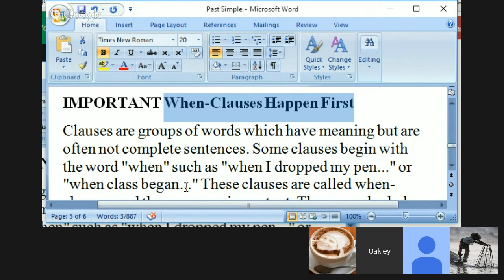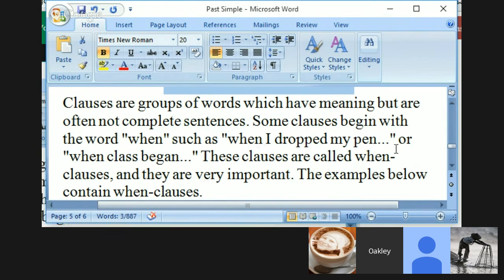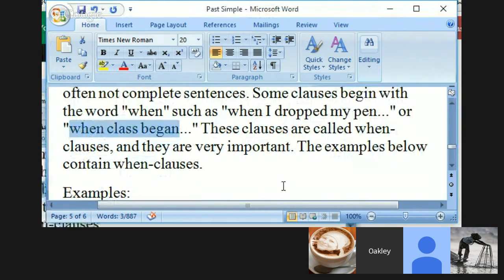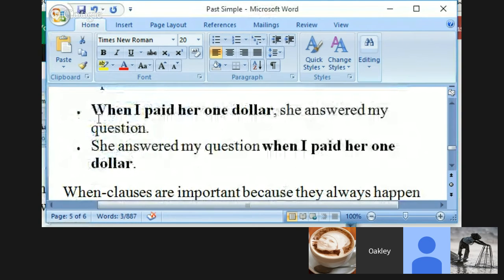A dependent clause needs another independent clause to form a sentence. So sentences are often made up of 2 or 3 clauses. It's common. When clauses are very common in English. A couple examples. When I dropped my pen, when class began. For example, when I paid her $1, she answered my question. She answered my question when I paid her $1.